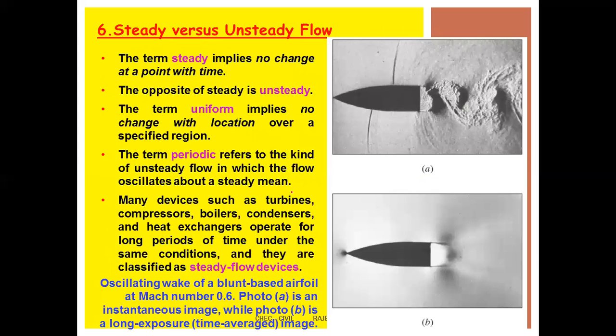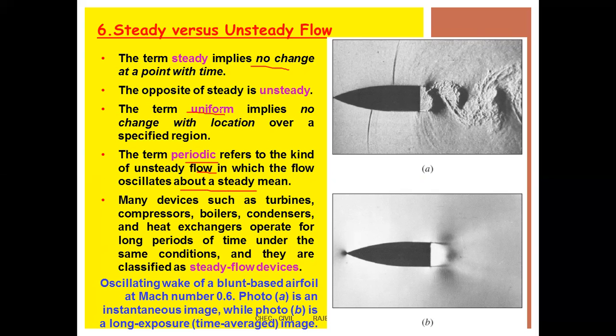Next one, steady flow versus unsteady flow. What's happening here? The term steady implies no change at a point in time. Steady means there is no change. The opposite of steady is unsteady, so if there is change, it is unsteady. The term uniform implies no change with the location over a period of time. The term periodic refers to the kind of unsteady flow in which the flow oscillates about a steady mean.